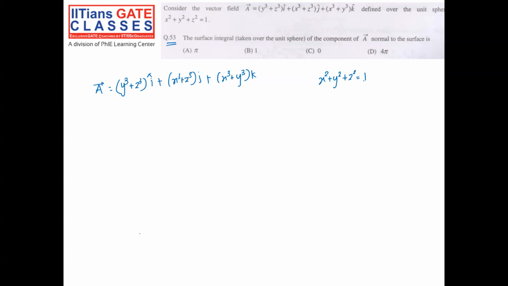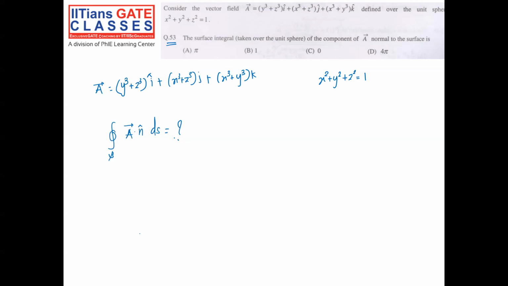Okay, what is the question here? The question is the surface integral taken over the sphere, which means it is a closed surface, that's why I'm writing this symbol. Okay, of the component of A bar normal to the surface, so A bar dot n cap dS, is equal to what they are asking.